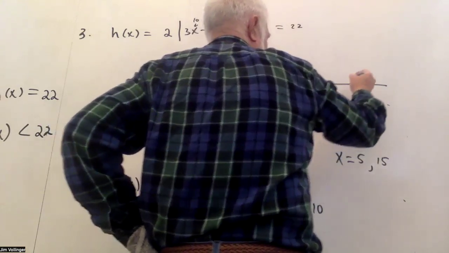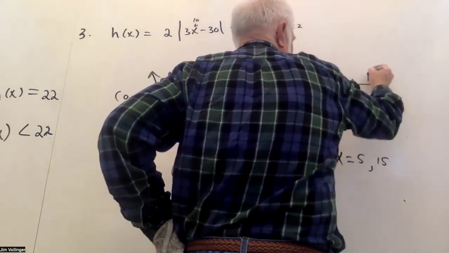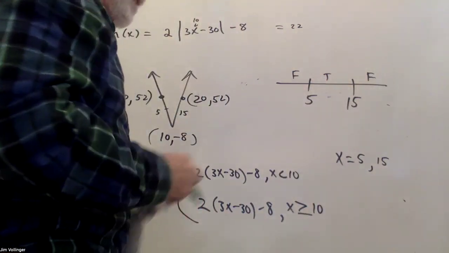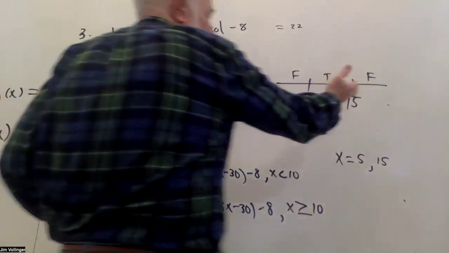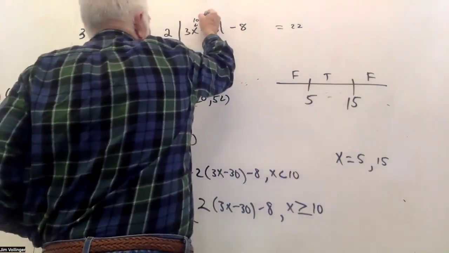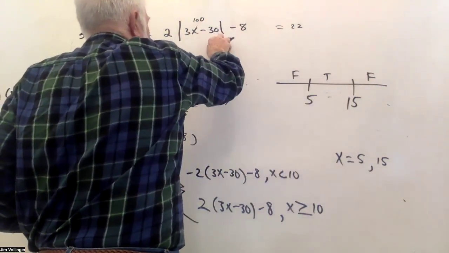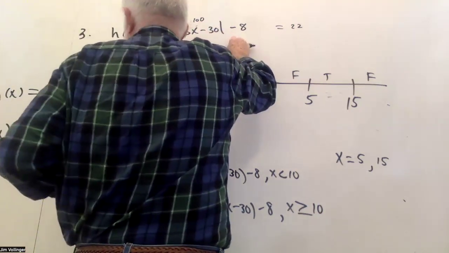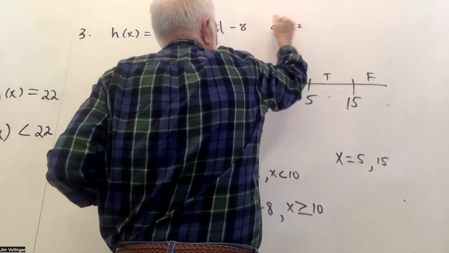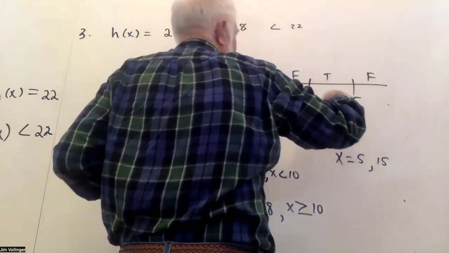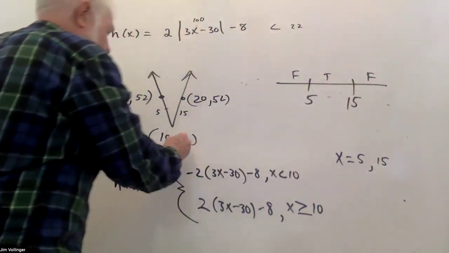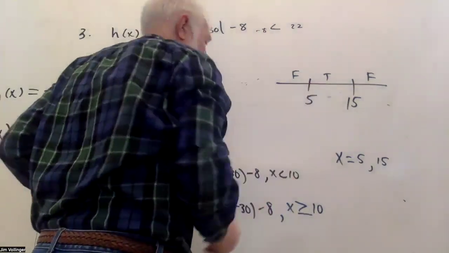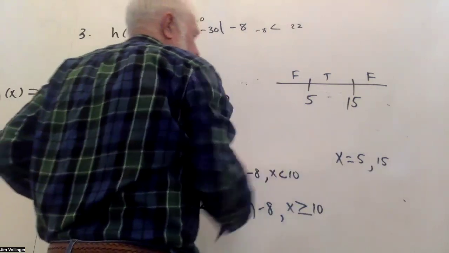So let's just put 5 and let's put 15, and let's find that it's false, true. And you can go ahead and check it. Let's pick a number like 100. Let's put 100 in there. 300 minus 30, it's a big number, times 2, minus 8. Is that number less than 22? Absolutely not. If I put a 0 in, I already got negative 8. Is negative 8 less than 22? True.